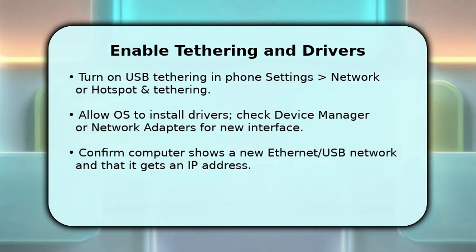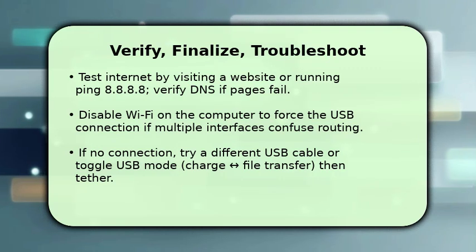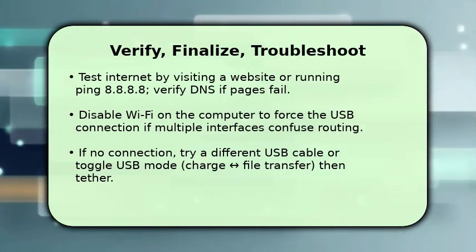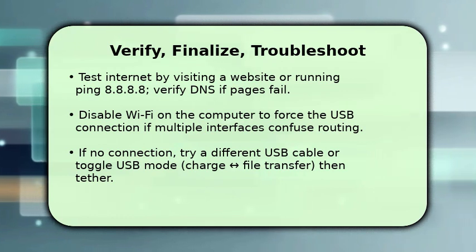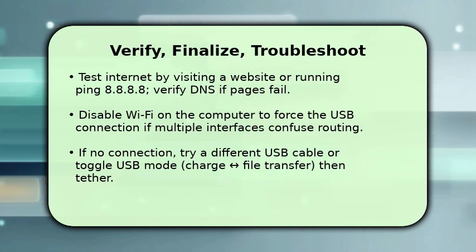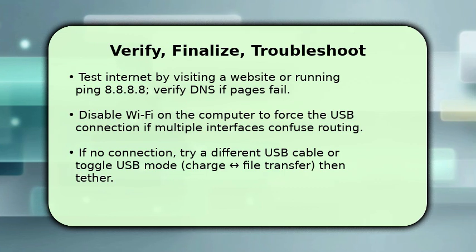You finish by confirming internet access. Open a browser or ping a public IP to verify packets pass. If pages load slowly, check DNS settings or mobile data strength on the phone. Make sure to disable the computer's Wi-Fi if it prefers another network. Forcing the USB adapter avoids split routing.